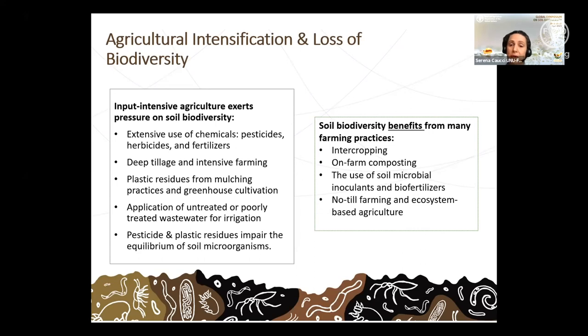So soil biodiversity at the same time can also be not only negatively affected by agricultural practices, but also can be boosted by good practice agriculture, like intercropping, on-farm composting, the use of microbial inoculants as a biofertilizer, or no-till farming for ecosystem-based agriculture. So not all that is human-based is defined as a negative effect on soil biodiversity.